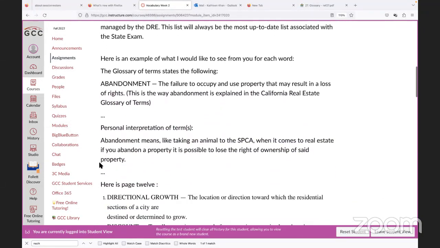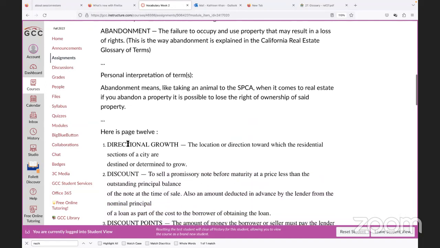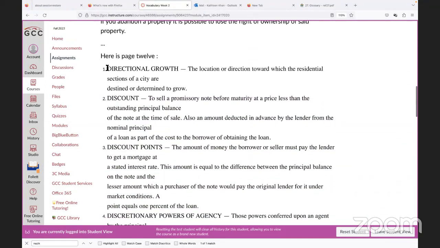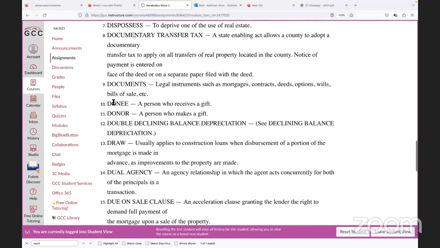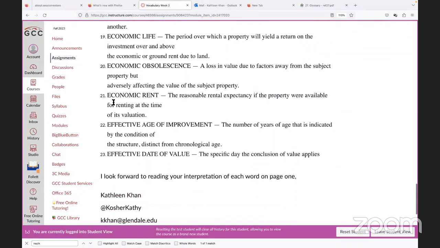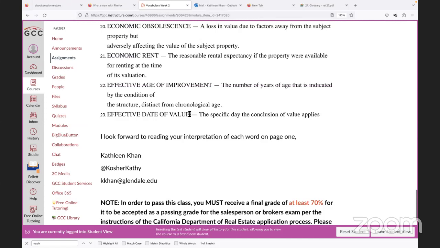But again, you'll see same instructions, what this term means, the way I presented it from a personal opinion. Now, this is supposed to be page 12 of the glossary of terms. Directional growth is the first word, and if we scroll all the way down to the bottom, effective date of value is the last set of vocabulary terms for the glossary. And this is me copying and pasting in from the California Department of Real Estate.